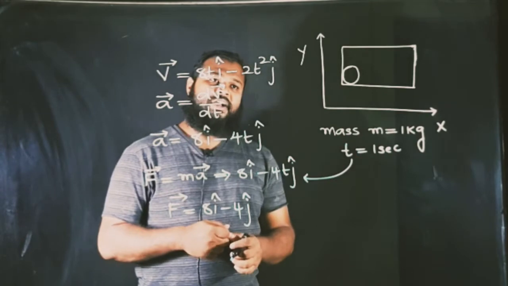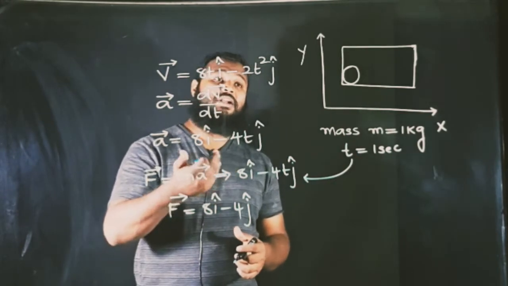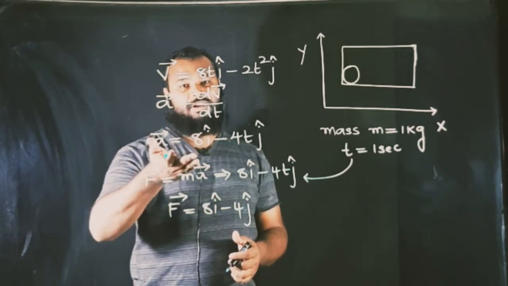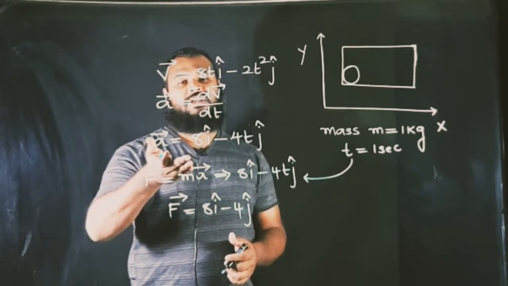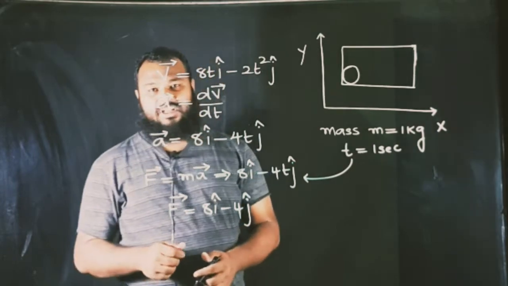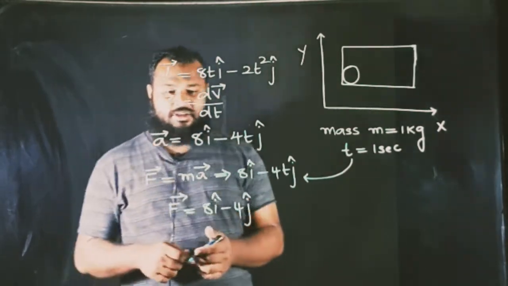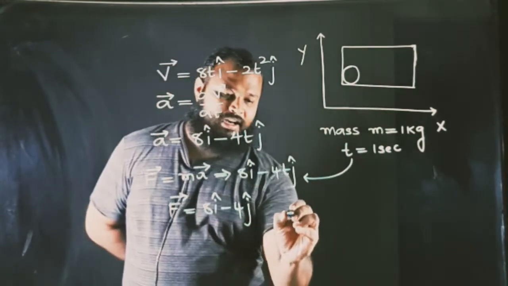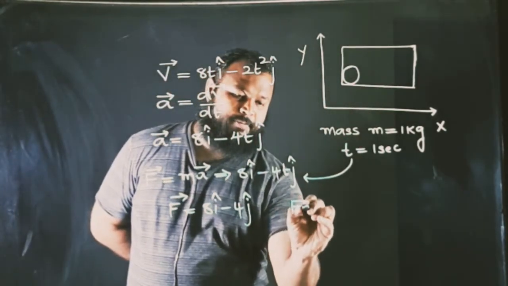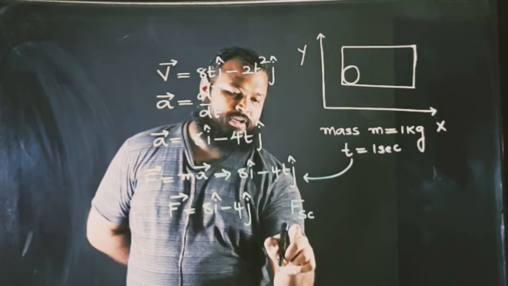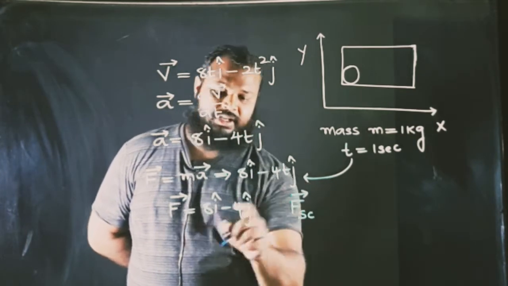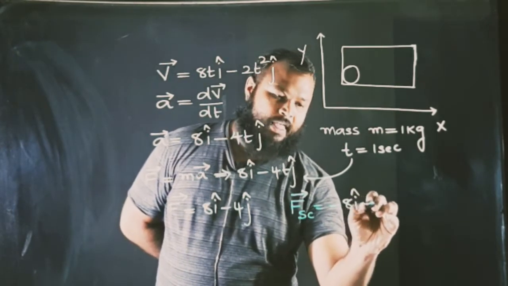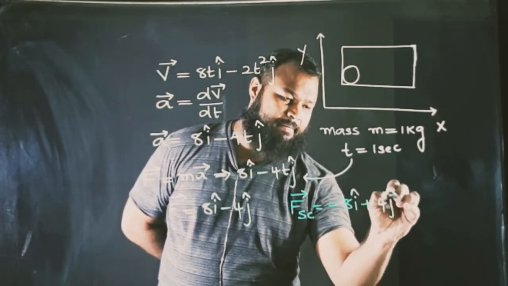Now the question is to find the force exerted by the sphere on the cube. This is the force exerted by the cube on the sphere. So you want the force exerted by the sphere on the cube. It is the same but opposite in direction. So this is not what we want. We want the force exerted by the sphere. Then the force by the sphere on the cube becomes the negative of this one, which is minus 8 i cap and plus 4 j cap.